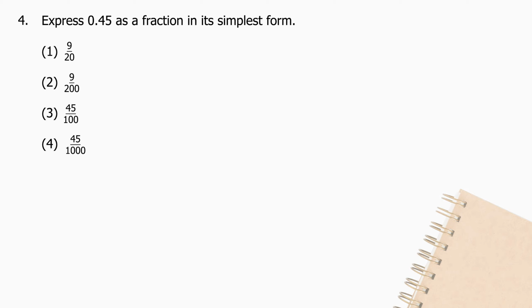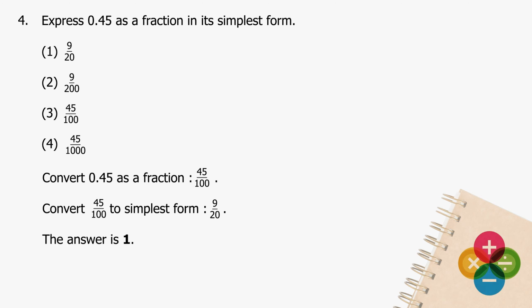Question 4. Express 0.45 as a fraction in its simplest form. Convert 0.45 to a fraction, which will be 45 over 100. Convert 45 over 100 to its simplest form, which will be 9 over 20. The answer is 1.